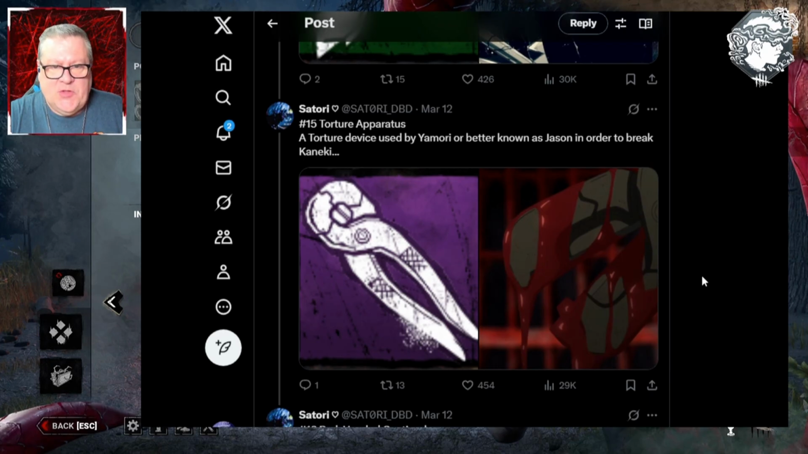Number 15, the torture apparatus, a torture device used by Yamori, better known as Jason, in order to break Kaneki. So ghouls heal, right? I don't know how much of a spoiler you want. So the way that Jason, or Yamori, would torture Kaneki was he would use this to snip off his fingers and his toes and have them grow back, and then repeat the process.